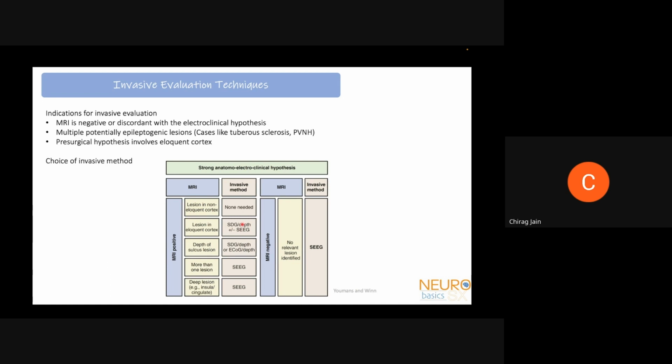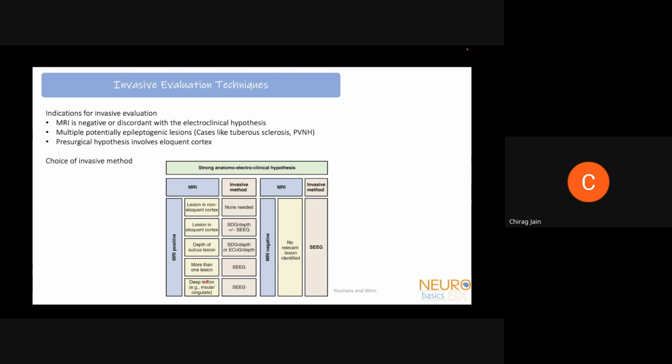The only indication currently for a subdural grid is a patient with a lesion in an eloquent cortex, because depth electrodes that we use in stereo EEG are not very good at mapping a cortex. So the best thing to map a cortex would be a subdural grid. That is the main indication currently for the use of subdural grids. Everything else you would use stereo EEG.